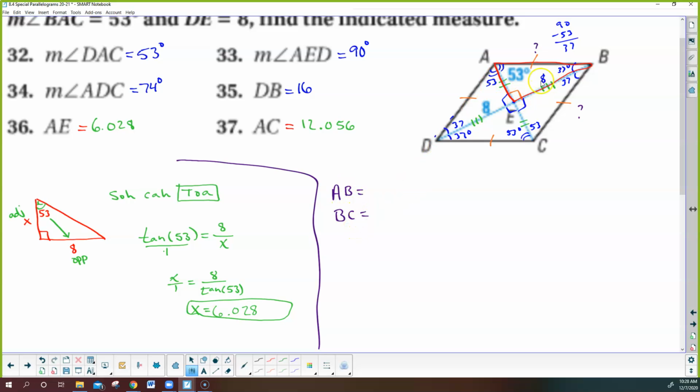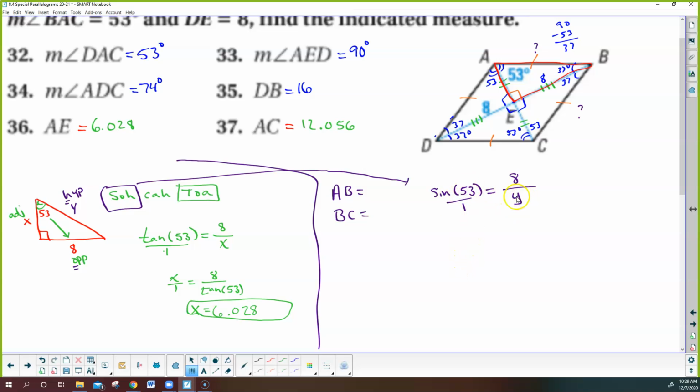Now you could do Pythagorean theorem because you know this is 8 and you just found AE. You could do Pythagorean theorem, but you already have everything set up here. So why not call this one y? And now this is the hypotenuse. If I have the opposite and the hypotenuse, O and H, then I'm just setting up the sine ratio. The sine of 53 is the opposite over the hypotenuse. So 8 over y.